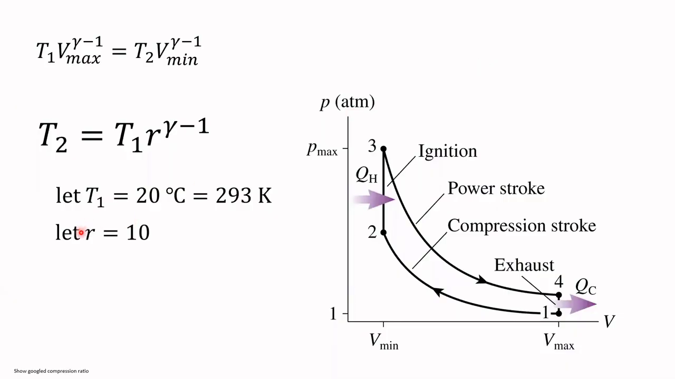Okay, back to my compression ratio of 10. Why isn't the slide advancing here? There we go. Okay, so let's evaluate this equation. Plop in the 293, let r be 10, raise that to the, well, what's gamma minus 1? For a diatomic gas, remember, gamma is 7/5. That's 1.4, subtract the 1, there's your 0.4. So I threw that into the calculator, and I find that the absolute temperature has shot up from 293 kelvins to 736 kelvins.